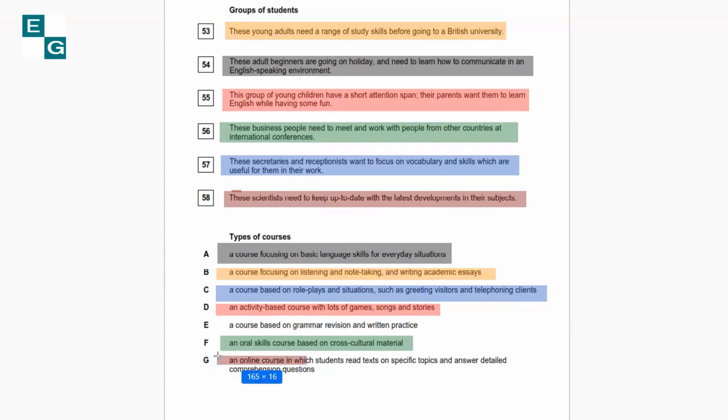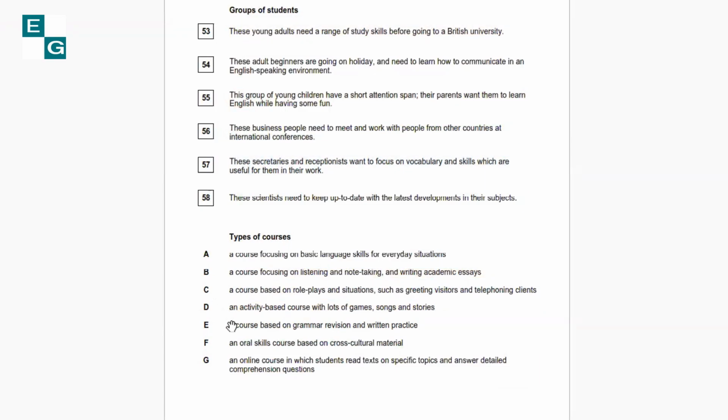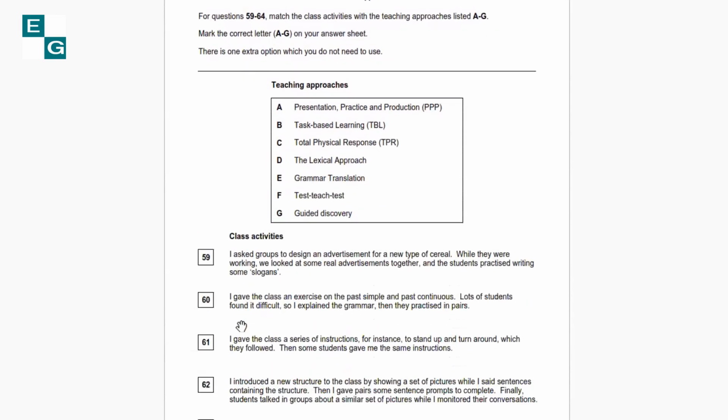So you are going to offer them an online course, in which students read texts on specific topics. Yes, they need to read texts on, let's say, their field. They are mathematicians. They are, let's say, biologists, chemists. So that's what you want to give them, a course on those topics based on the latest trends, because they want to keep up to date. So that's what you're going to do with your learners in your courses.